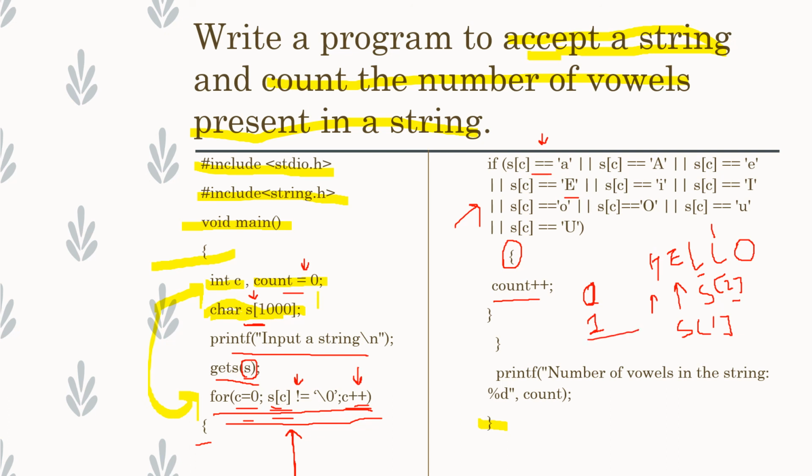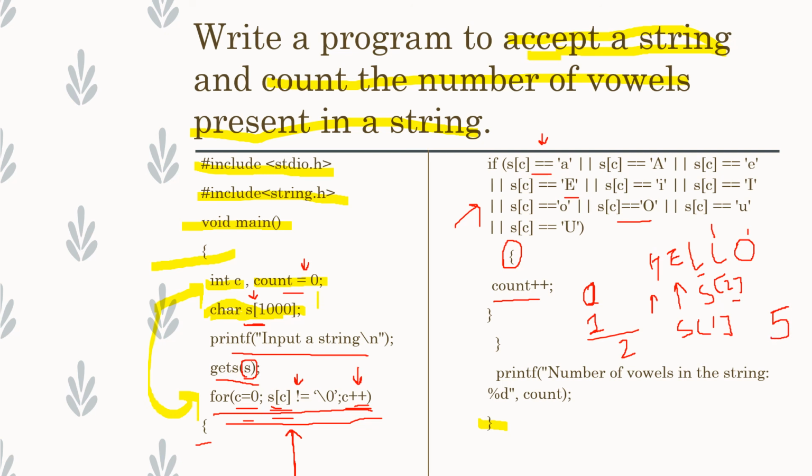When the last c++ occurs, s of 4, it will check s of 4 is also not equal to null because the letter O is there. It's matching this criteria. So now my count is getting incremented. So it will give the value 2, right? After this, when this c++ occurs, now c will be 5. Okay, 0, 1, 2, 3, 4, and c will be 5.